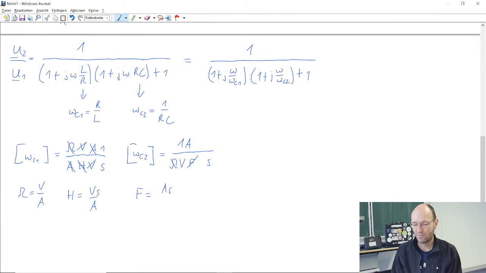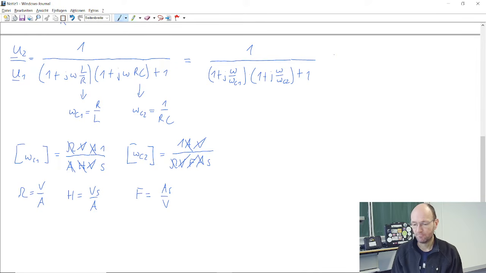Exactly. So we need ampere second per volt. Charge divided by the voltage that created this charge. And so volts and ampere will cancel each other. We get 1/s, which also makes perfect sense for this second corner frequency.